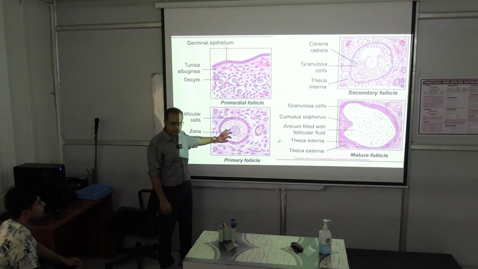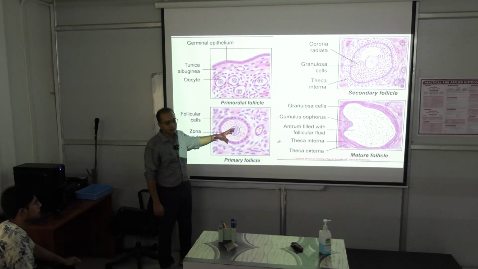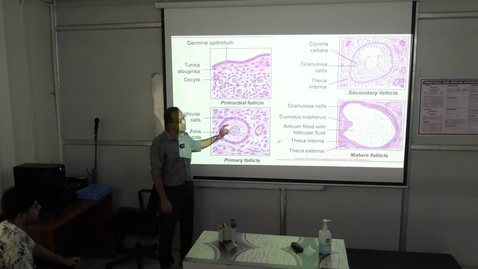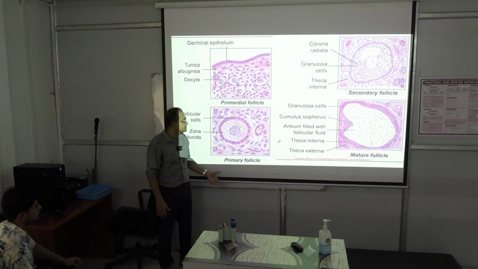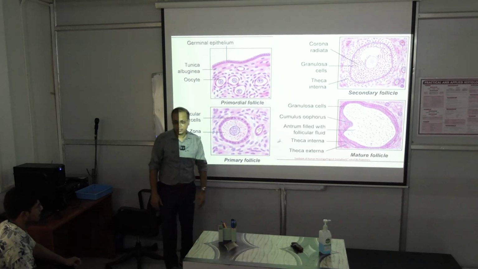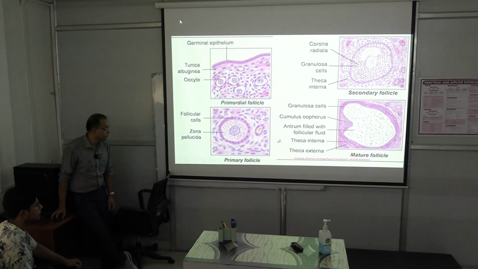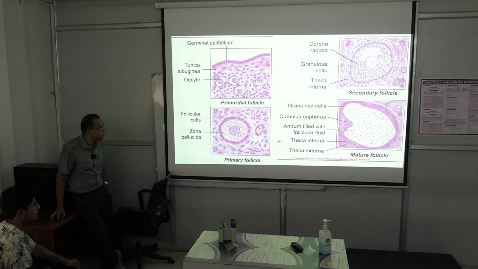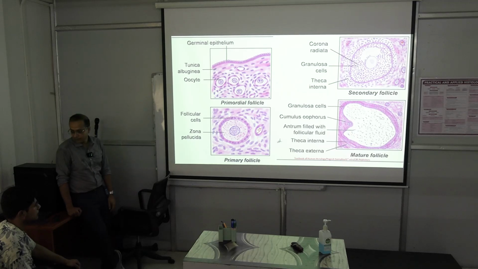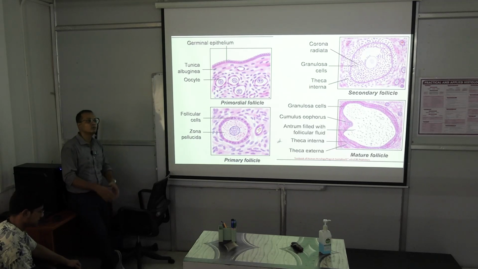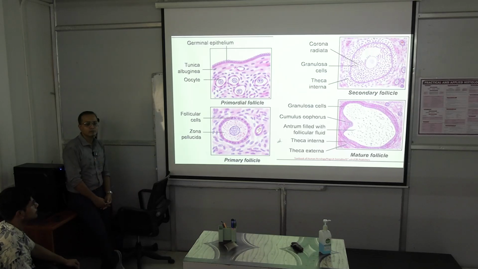Now these granulosa cells become further divided and more and more multi-layered. That particular granulosa cell layer again becomes multi-layered, then differentiates into two sublayers. As it becomes multi-layered, we call them theca cells. Now these theca cells are of two types, one inside, the other outside. We call them theca interna and theca externa.